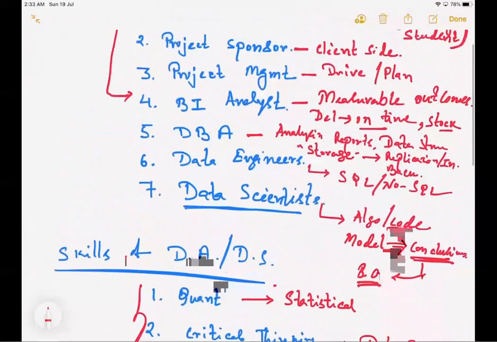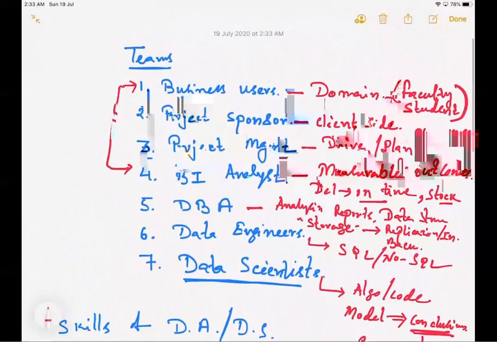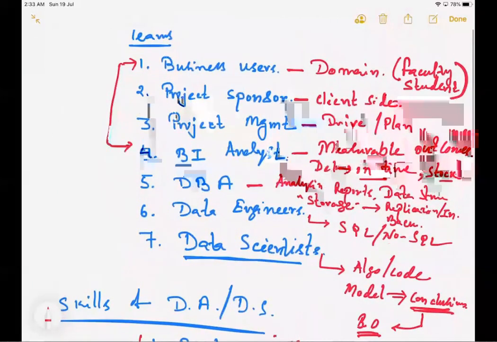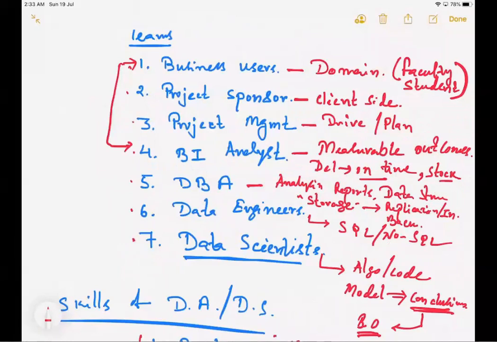Now let us quickly summarize. In a team, we will have the business users, the project sponsors, and the project management people. We will need somebody from business intelligence or a business analyst. We'll need somebody very good with database administration, who manages your storage. Then we'll need some data engineers who will clean the data and present it to you for your analysis. And finally, one of the key members of the team, a data scientist.